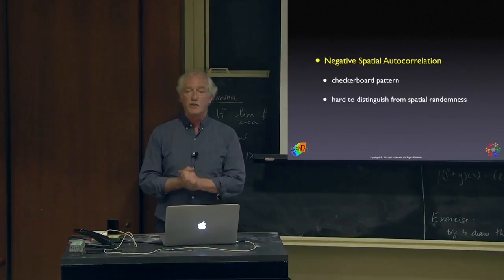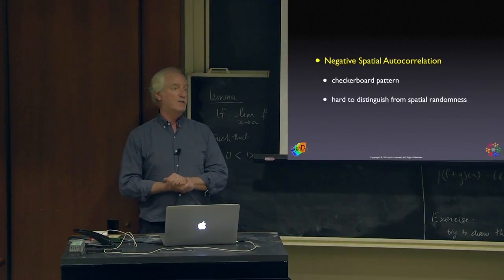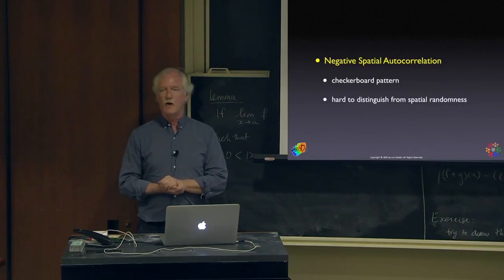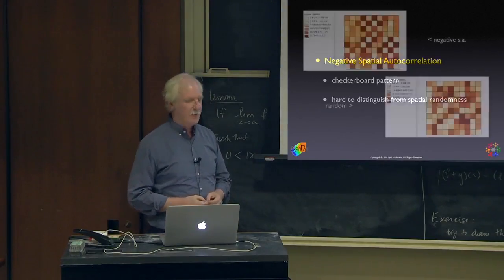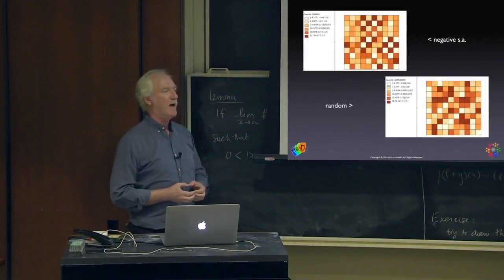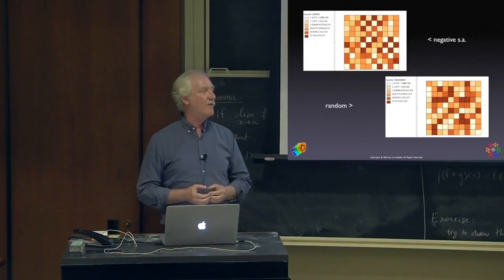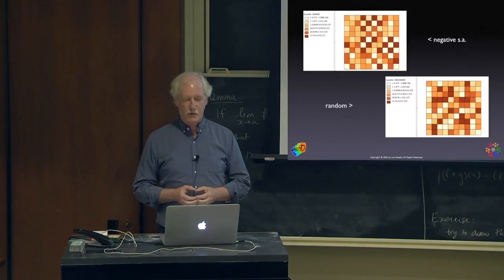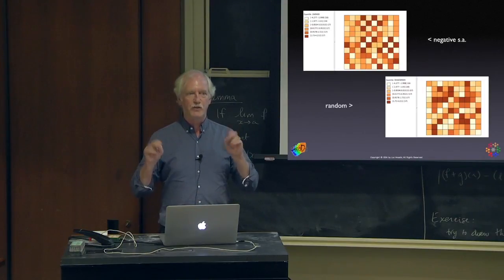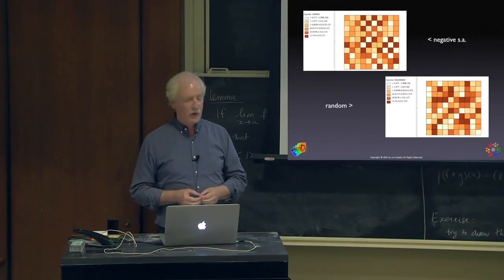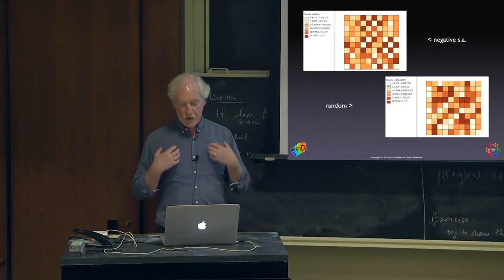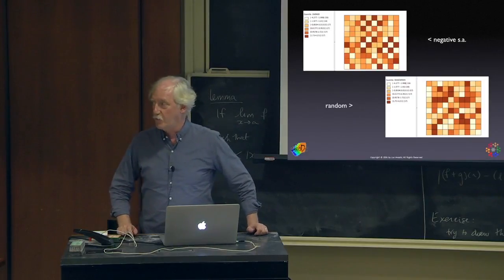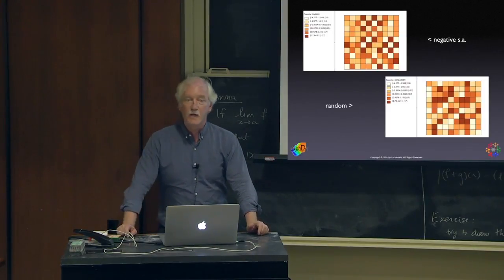Negative spatial autocorrelation, as I mentioned, is the opposite, right? So checkerboard pattern, and in my view, very hard to distinguish from spatial randomness. So if we do the same thing again, the top panel was simulated to have strong negative spatial autocorrelation, and you can sort of, quote unquote, see the checkerboard pattern. The one on the bottom is spatially random, even though, at least when I first looked at it, I could also see a checkerboard pattern. But, you know, it's really hard to distinguish.